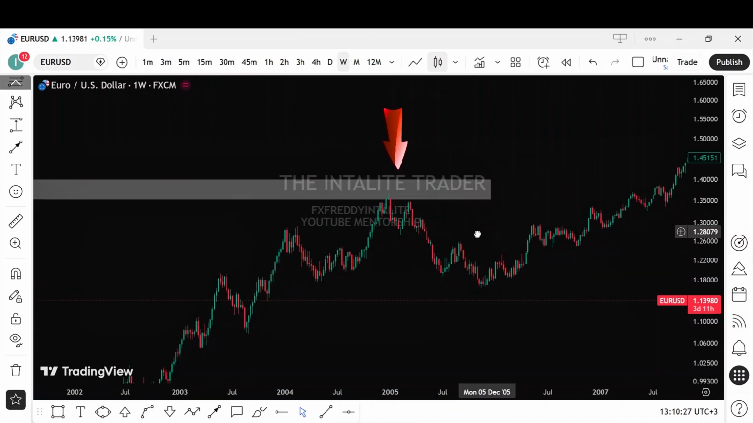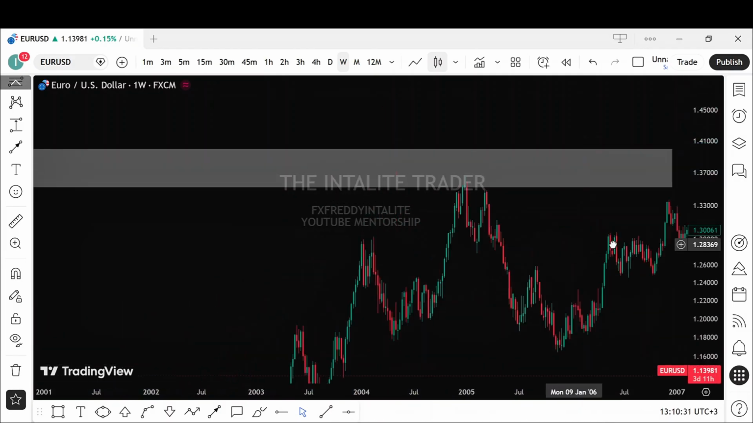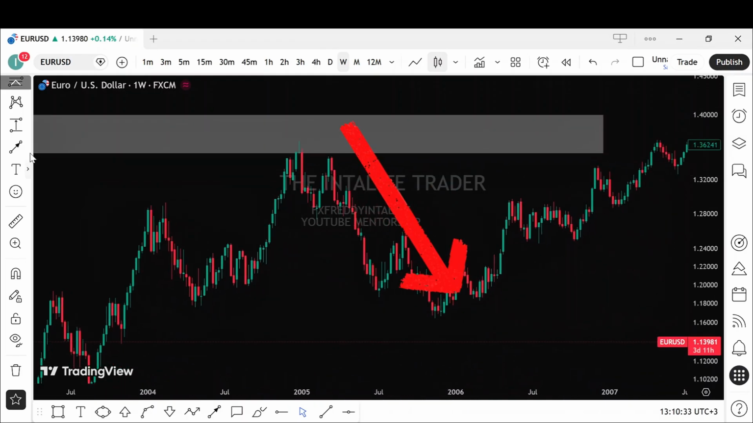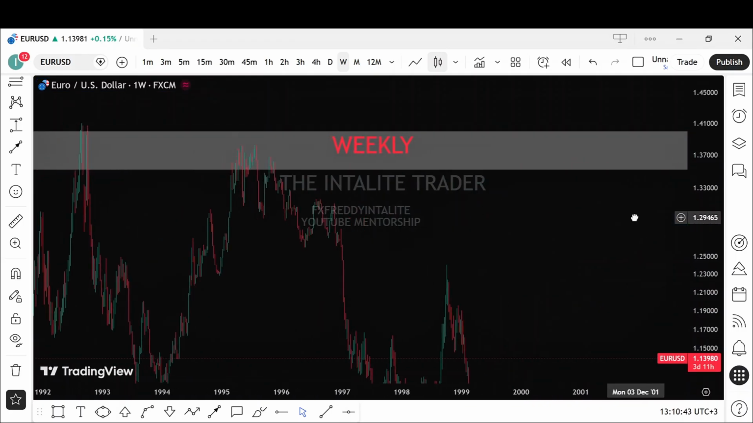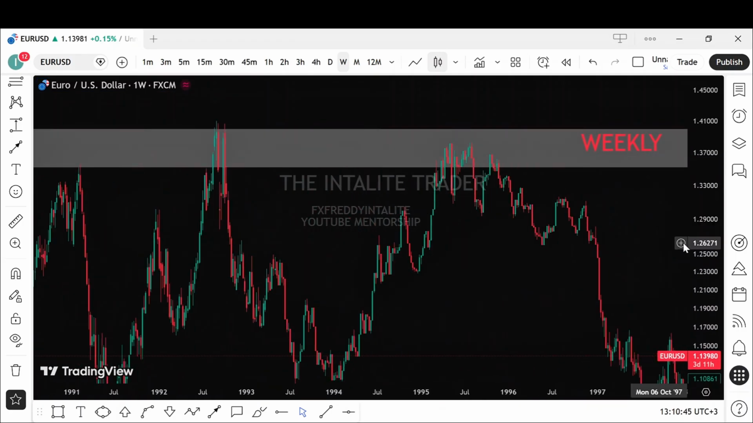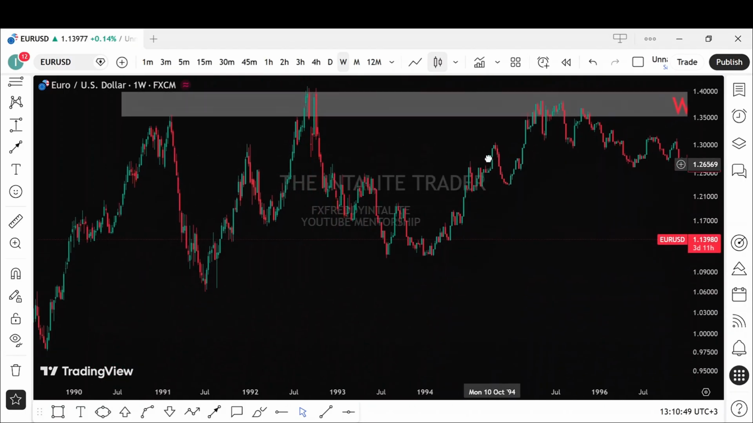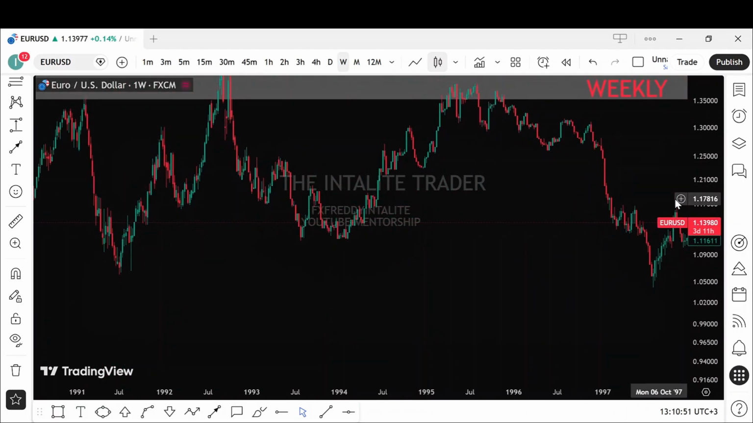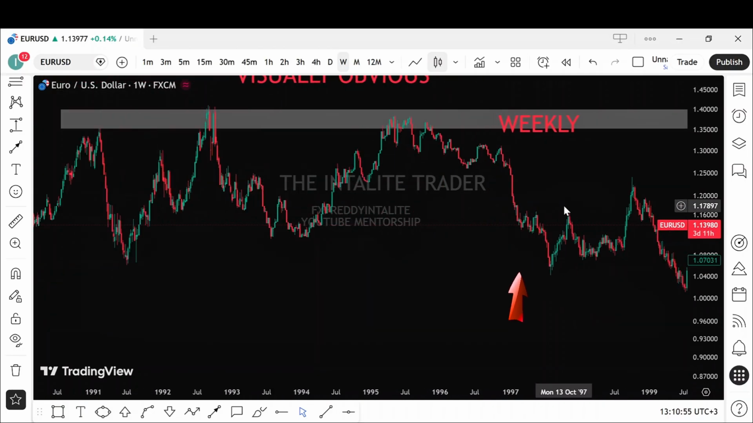And you can see what happened. Price came in the future to retest this level, and the market sold strongly for more than 2,000 pips. These are 2,000 pips because of these qualities: being on the weekly time frame, drastic moves, and visually obvious. So let's look at this level.